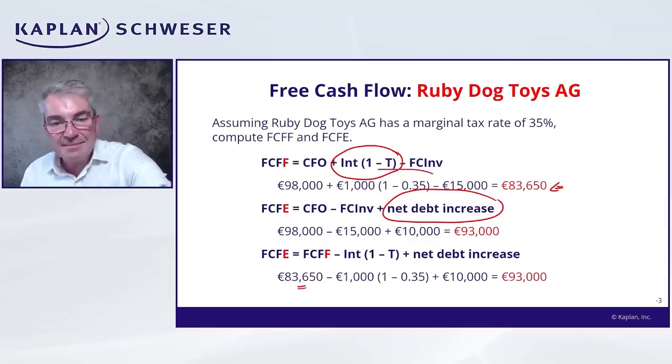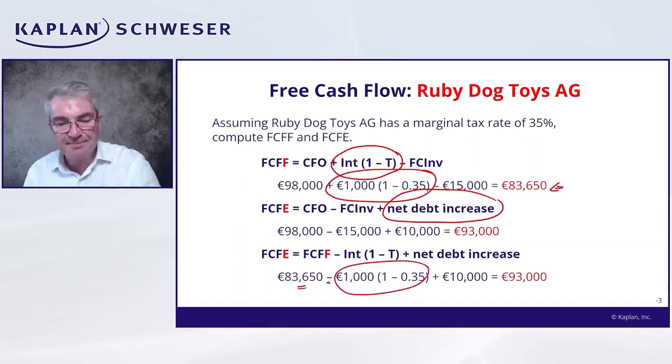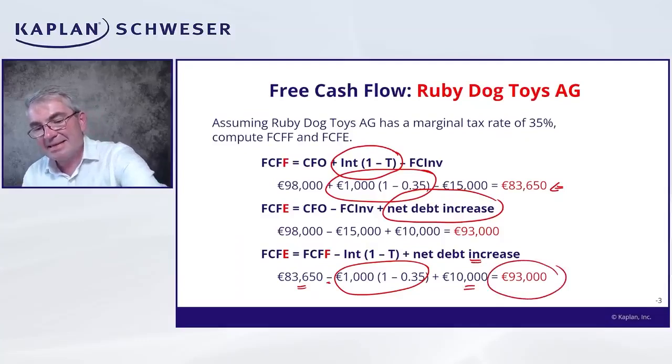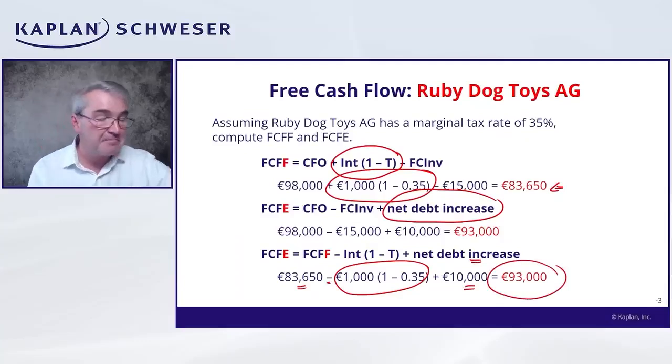We had added net interest, so subtract net interest. Okay, we're going to subtract it: 1,000 times our 1 minus tax rate. And of course, with free cash flow to equity, we need to add the net debt increase. So add the 10,000, and notice that takes us to free cash flow to the firm of 93,000. In other words, the only difference between free cash flow to the firm and free cash flow to equity are the payments and receipts to the debt holders. Okay.